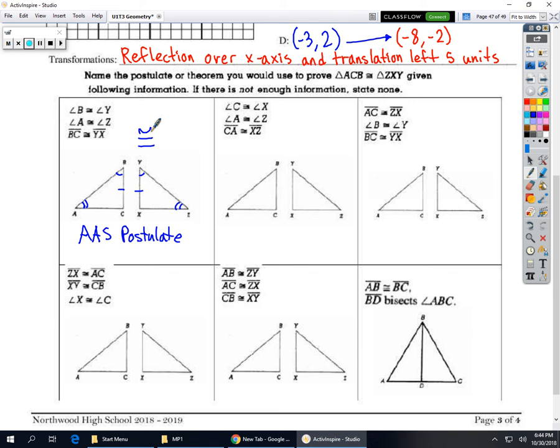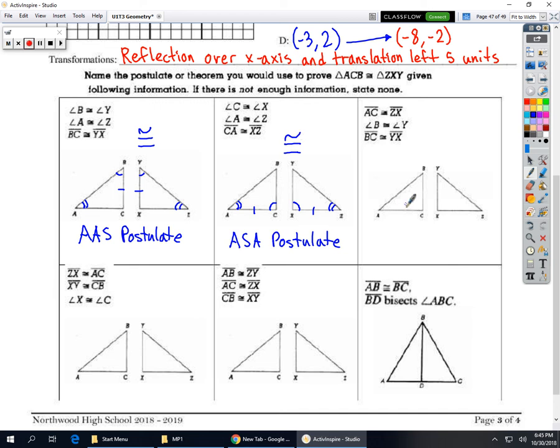What about this one? Angle C, angle X. They look right, but don't mark them as right. You're not sure. Angle A and Z are congruent. CA and XZ are congruent. All right, this is an example of angle, side, angle. Right, and these triangles are congruent.